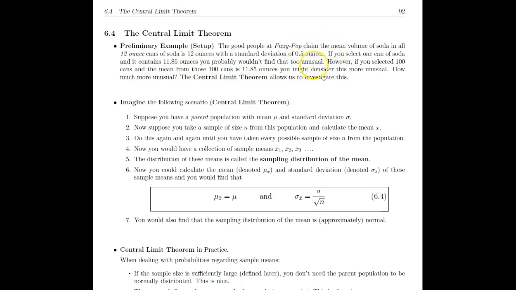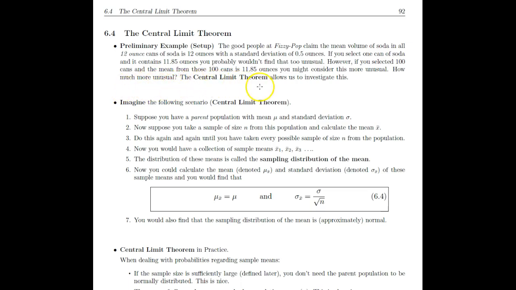So you might not find that too unusual if you opened up a can of soda, measured it, and only found 11.85 ounces in there. However, if you selected 100 cans of soda, and the mean of those 100 cans was 11.85 ounces, you might consider that a little bit more unusual, wouldn't you? You might think, wait a second, why are they advertising that these are 12-ounce cans of soda? They're not intending to put 12 ounces in here. 100 cans having 11.85 ounces, that's a little bit more strange. So how much more unusual would you consider this?